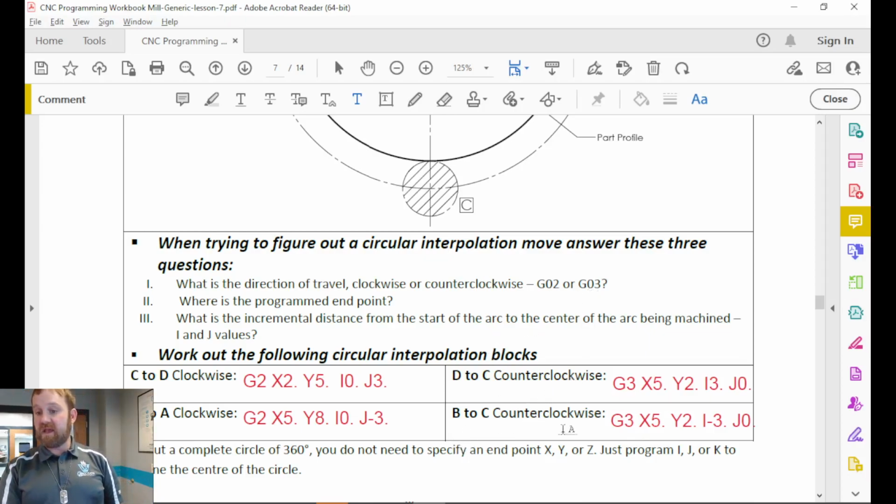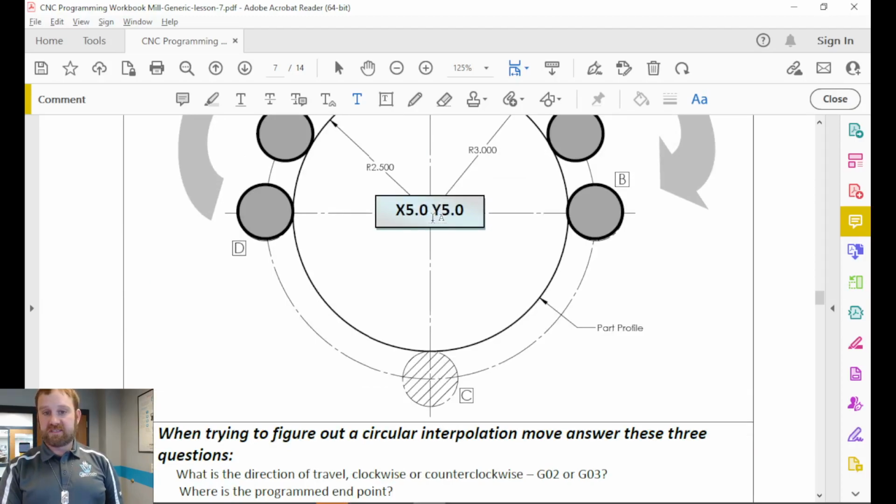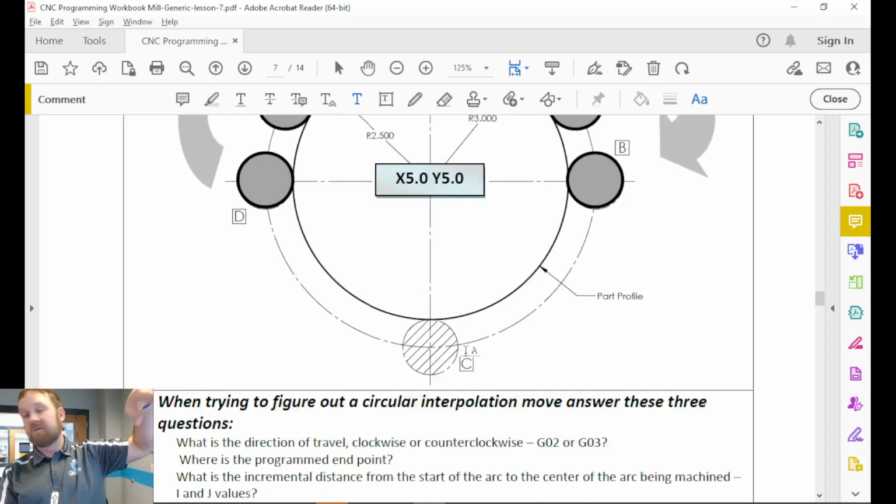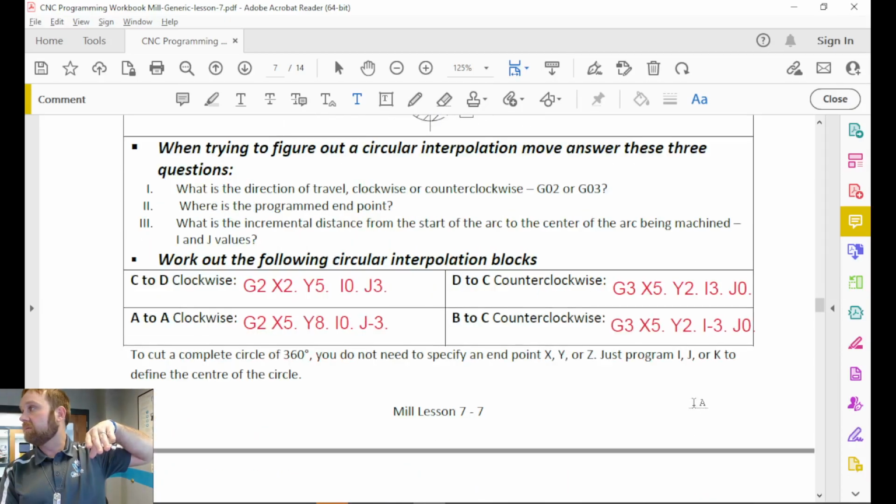The B to C, X and Y. Okay, so C is what we're looking at for the endpoint. Since C is lined straight up with the origin here in X, the X is 5, but we're 3 inches down from there. So if this is 5 inches positive and we're 3 inches down, we have to subtract the 3 from the 5. So that's where we get the Y2. Does that make sense? Yeah. Okay.